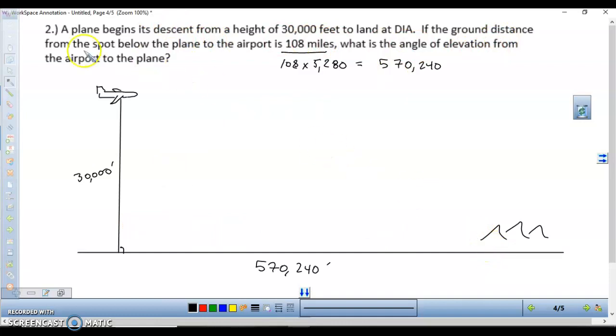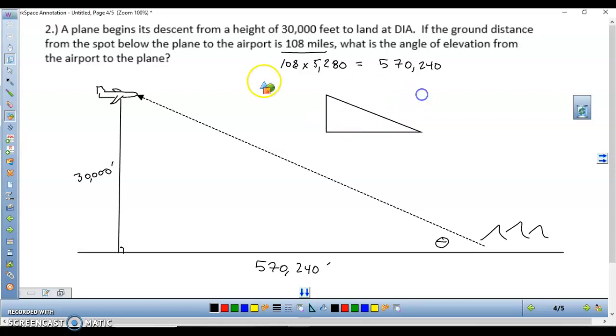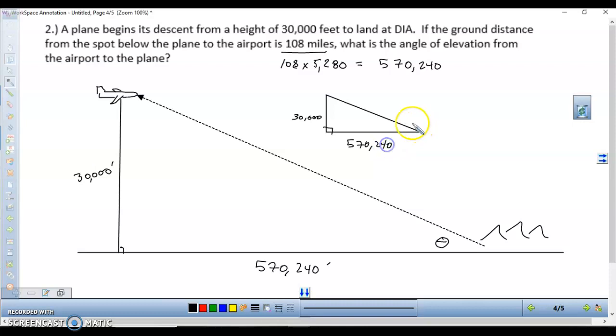What is the angle of elevation from the airport to the plane? So somebody's standing here at the airport, and they want to look up and see that plane. I want to know what's the angle of elevation up to the plane relative to the horizontal ground. So in this case, we're just going to use that angle right there. So in regards to the right triangle we're going to use, this one's pretty straightforward. Here's my right triangle. This is 30,000 feet. This is 570,240 feet. And I know that this angle is what I want to find.